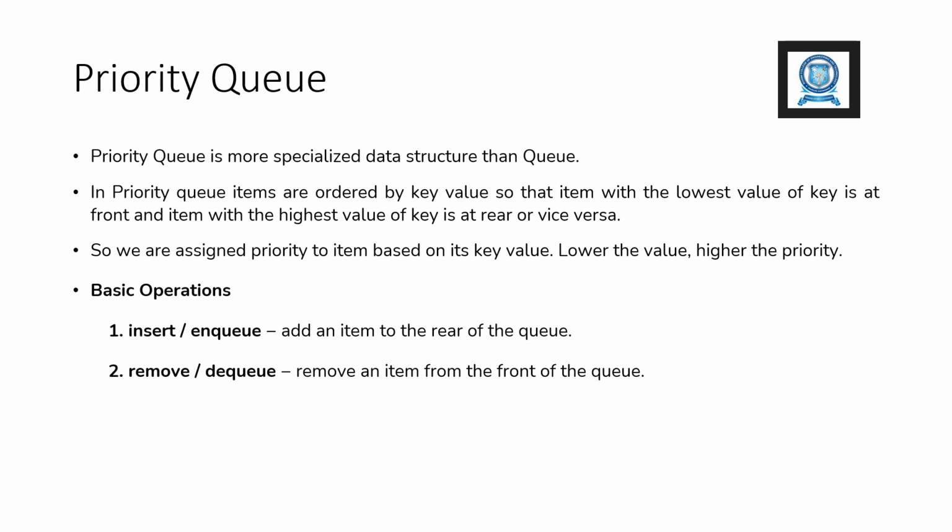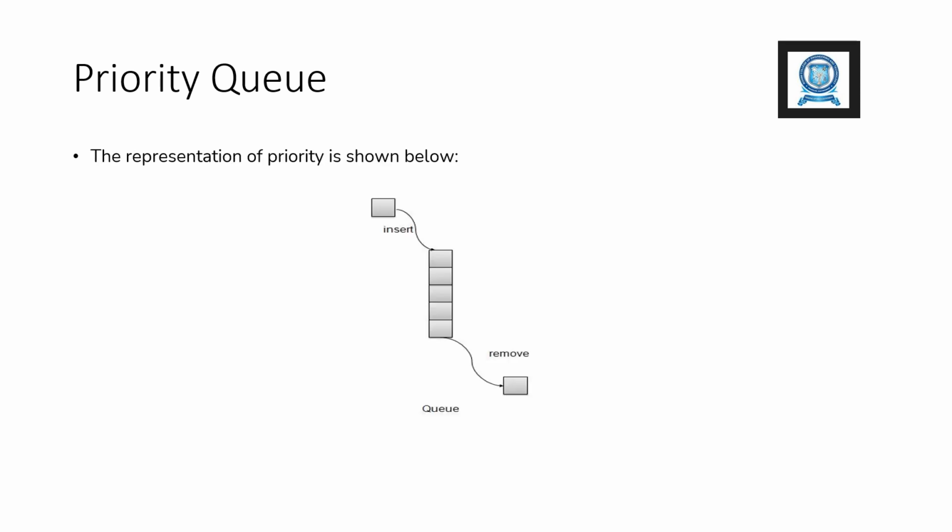The basic operations of priority queue are insert or enqueue. It adds an item to the rear end of the queue. Second is remove or dequeue. It removes an item from the front end of the queue. This is the representation of a priority queue shown below. Insertion will be done at the rear end of the queue, and deletion, removing an element from the queue, is done at the front end of the queue.